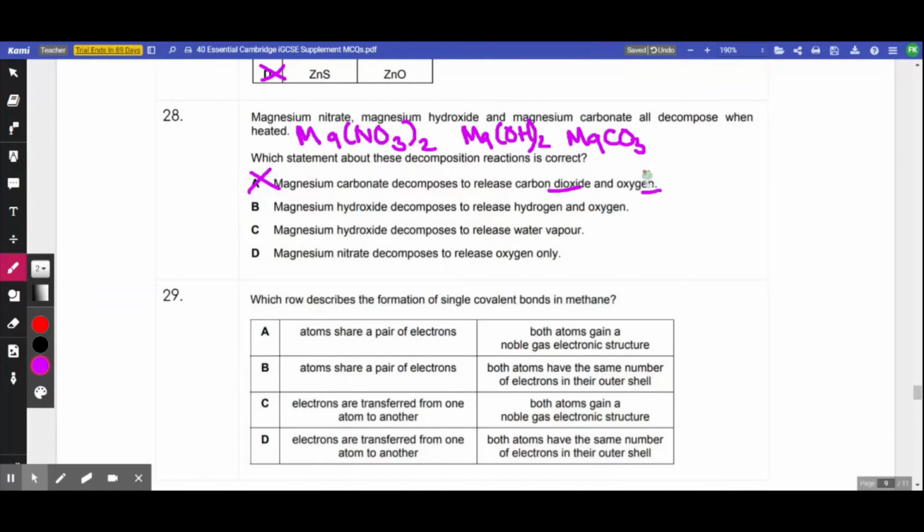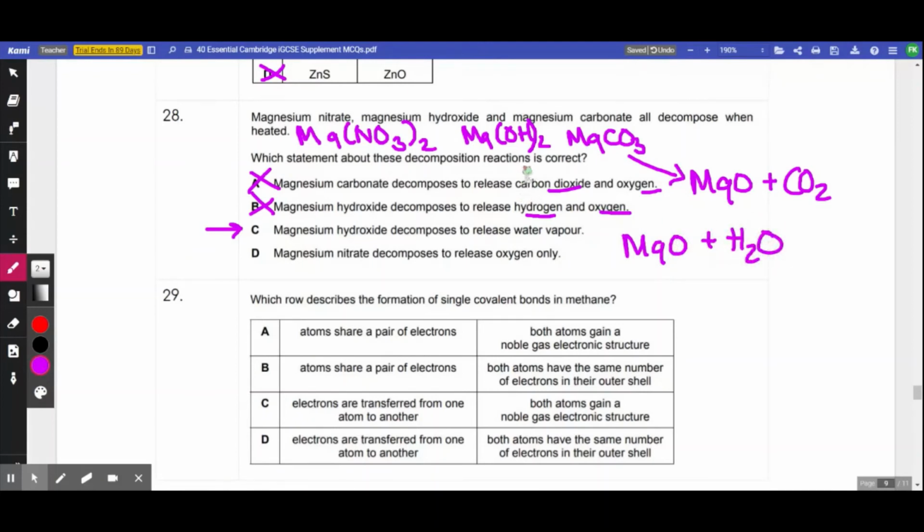But in actual fact, it is not the correct answer because magnesium carbonate decomposes thermally, so under high temperatures, to form magnesium oxide plus carbon dioxide. There's no oxygen that's actually released. Magnesium hydroxide decomposes to release hydrogen and oxygen is not the correct statement. It is actually water vapor. It's MgO plus H2O, and that is what happens when you thermally decompose that.